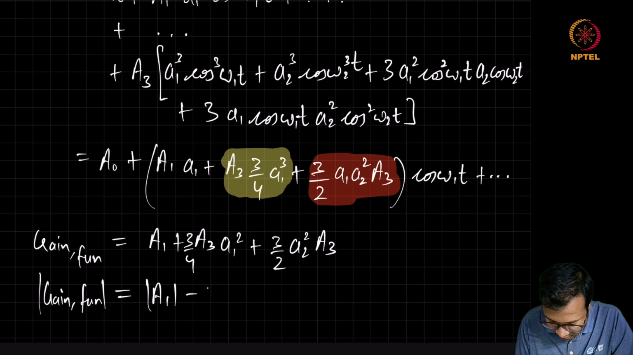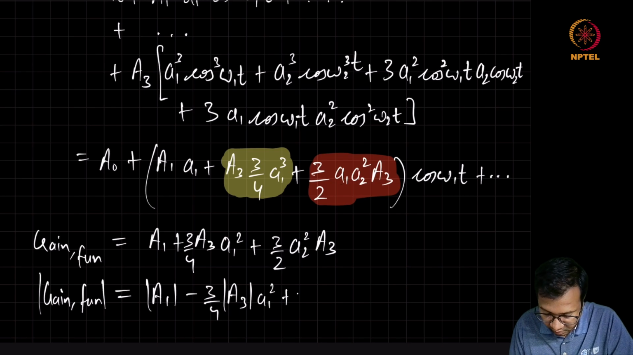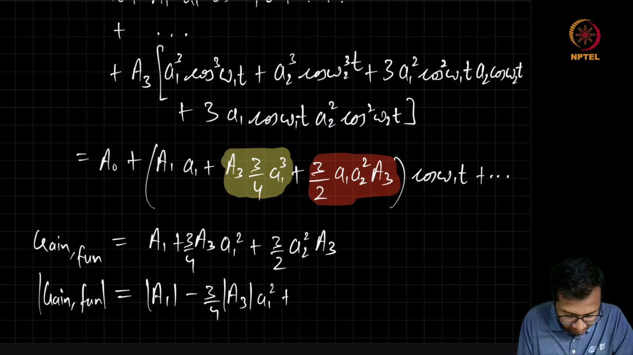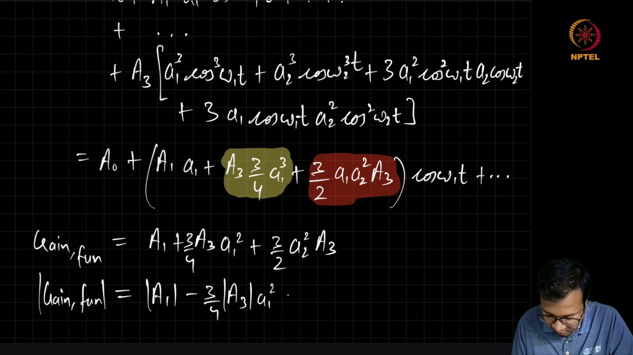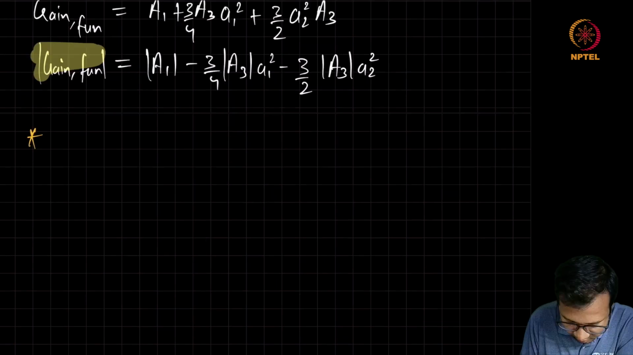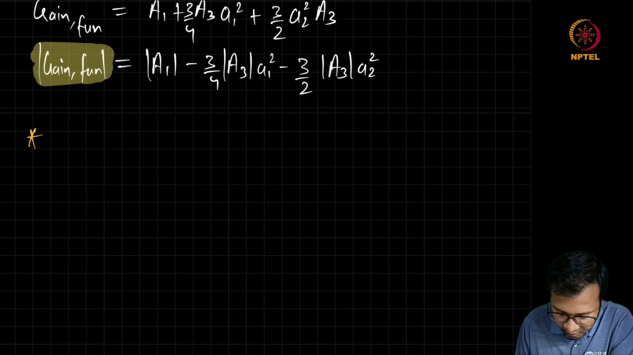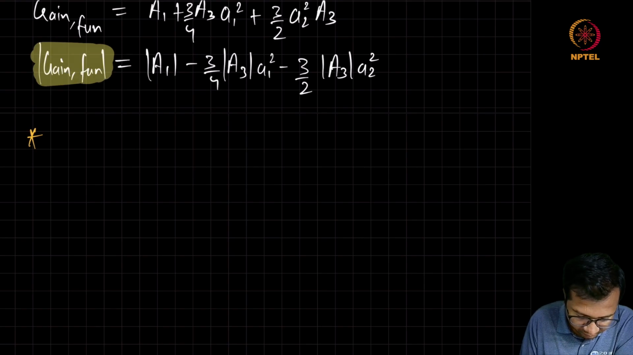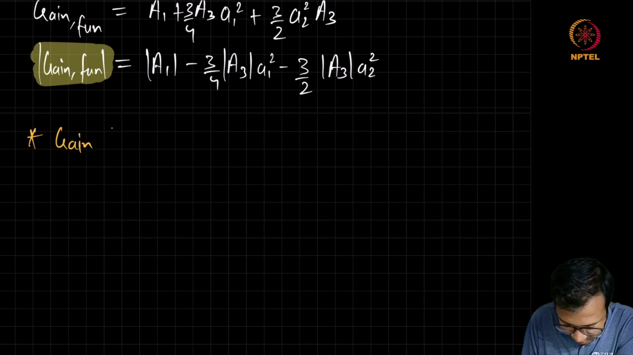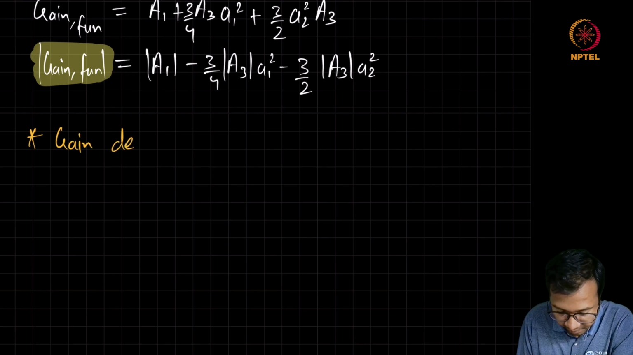Minus 3 by 2 A3 A2 square. This is the gain in the presence of a strong interferer, and it results in gain desensitization.